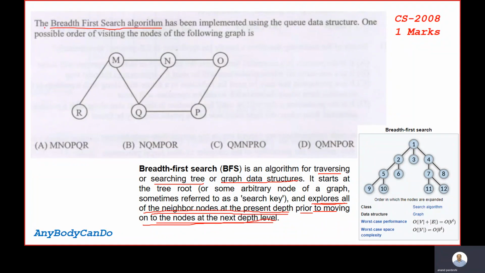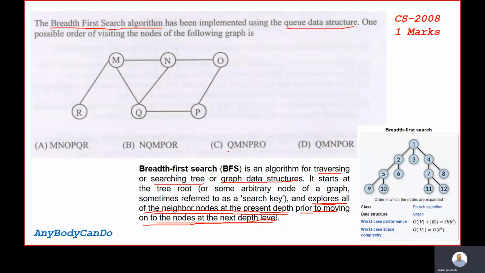So in this question, what they have asked is: the breadth first search algorithm has been implemented using the queue data structure. Queue, we know, is first in first out. One possible order of visiting the nodes of the following graph is, so it means out of 4, only 1 is correct and 3 are wrong. So what we will try to do in this question is prove the wrong options, so that we will automatically get the correct one.